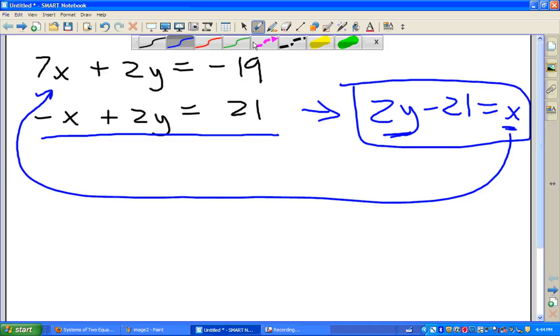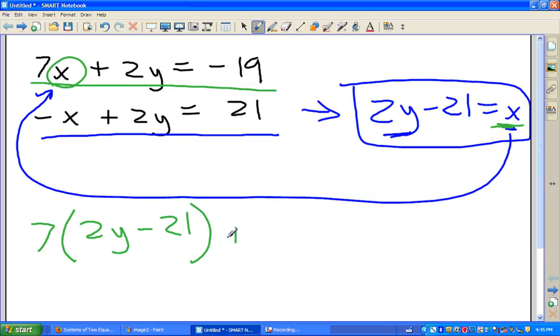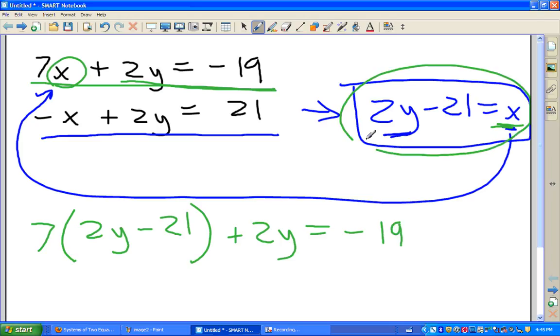Okay, so now I'm going to rewrite that top equation using the substitution. I'm going to write 7 times (2y minus 21). I just plugged in my x for everywhere an x appears up here. Now I just write the rest of this equation, the 2y and the minus 19. So I hope you understand that. I solved one equation to get a variable in terms of the other, I plug it in, and that's where we go. Now I just do the algebra.